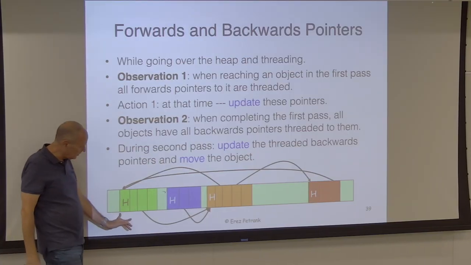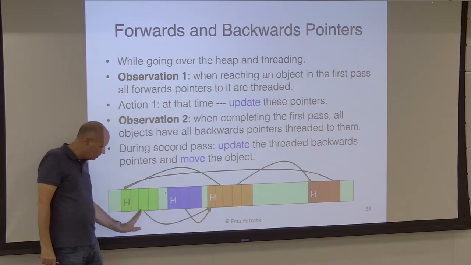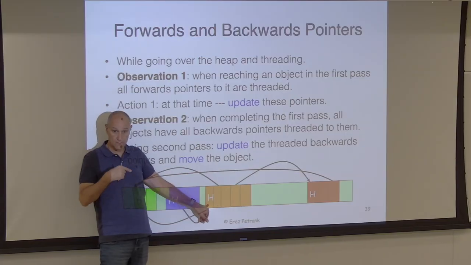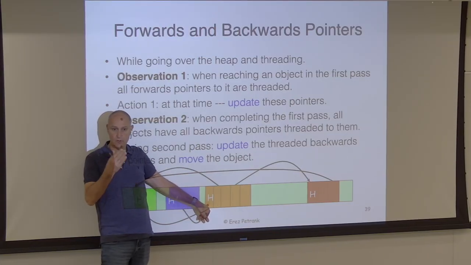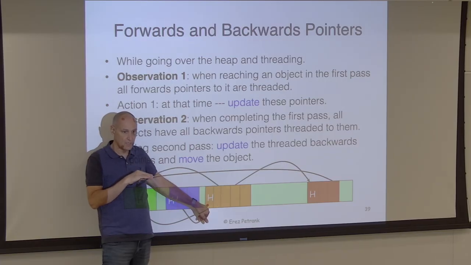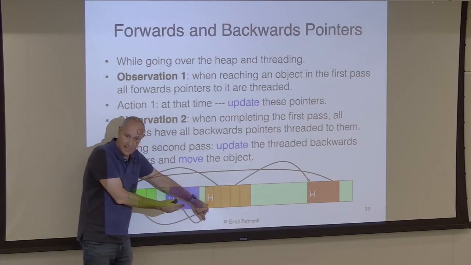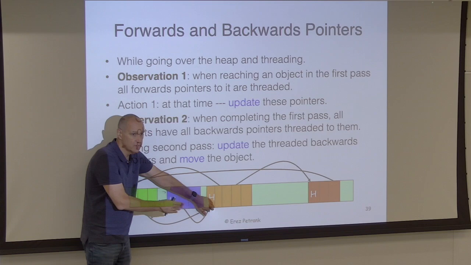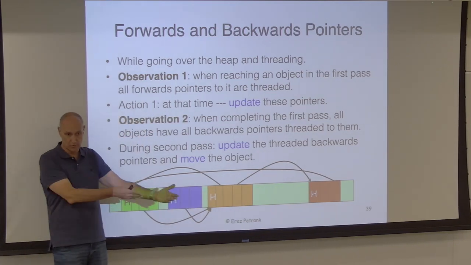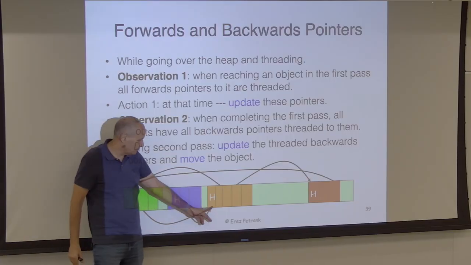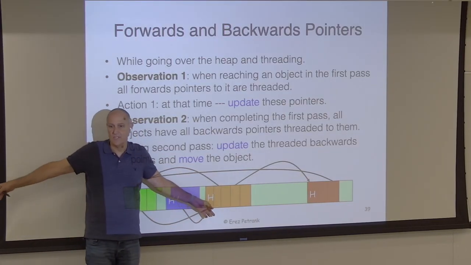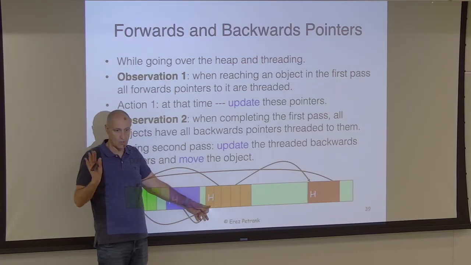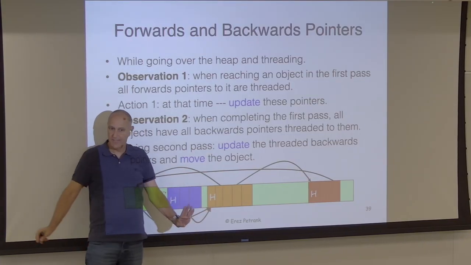So when I go over objects in the heap, I thread all the pointers that I see and I arrive at an object. I know that all forwards pointers to this object have already been threaded to the objects. Because if they're forwards, I've seen them. If they're backwards, I haven't seen them yet when I arrive at the object. But all the forwards pointers I've seen, they point from low addresses to higher addresses. And when I arrive here, all the lower addresses I've already scanned. And so all of these pointers that are forwards are already threaded into the header. Agreed?